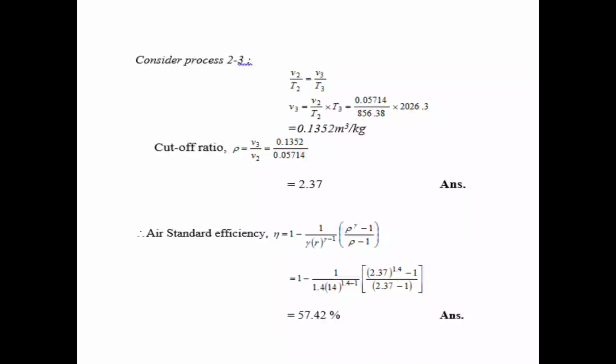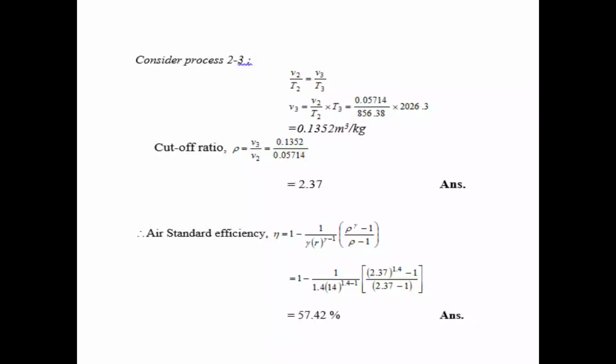Consider the 2 to 3 equation. 2 to 3 means process 2 to 3, constant pressure heat addition. From this we can find out the V3 value. That is V2 by T2 equal to V3 by T3. So we can find out the value V3. Then cutoff ratio rho equal to V3 by V2. So we know the values of V3 and V2. So finally we got the cutoff ratio rho equal to 2.37.